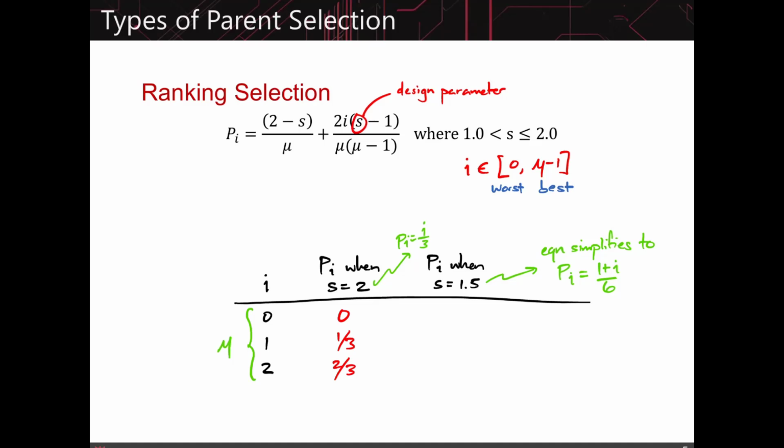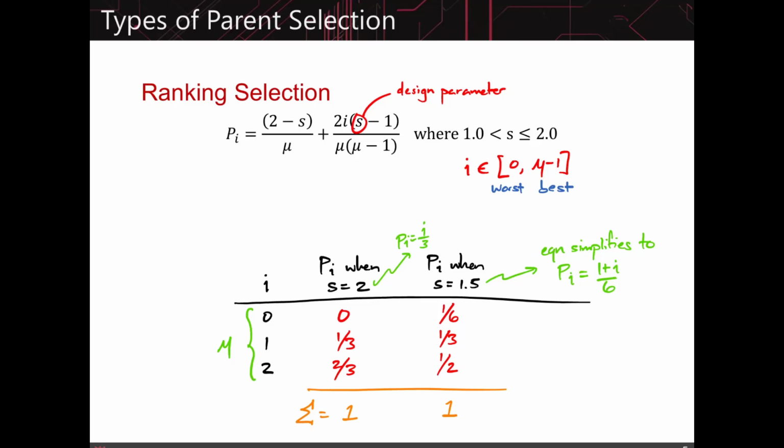In the case where S is lowered to 1.5, you'll see that it gives the worst individual more of a chance, so 1 out of 6. The second individual is 1 out of 3, and the third individual, the best one, still has the highest probability of 1/2. And in all of these cases, you'll note that summing the probabilities, as we would expect, should be equal to 1 in both scenarios. And that's true no matter how big the population is.